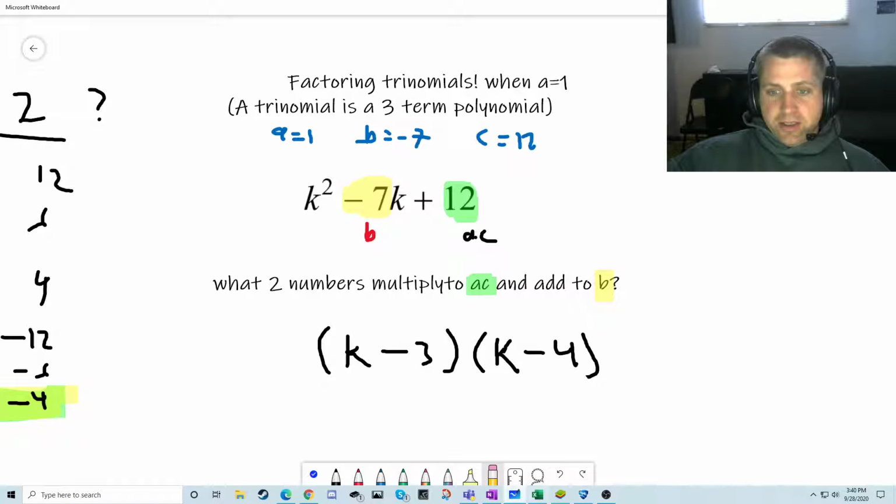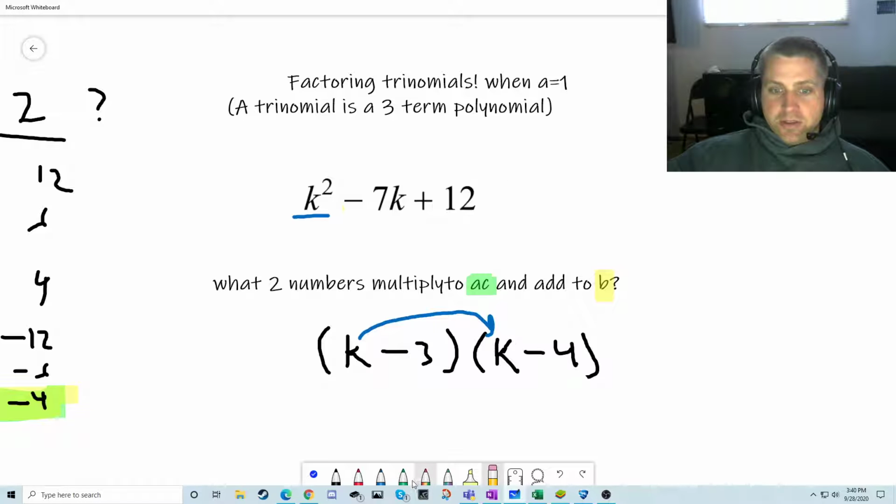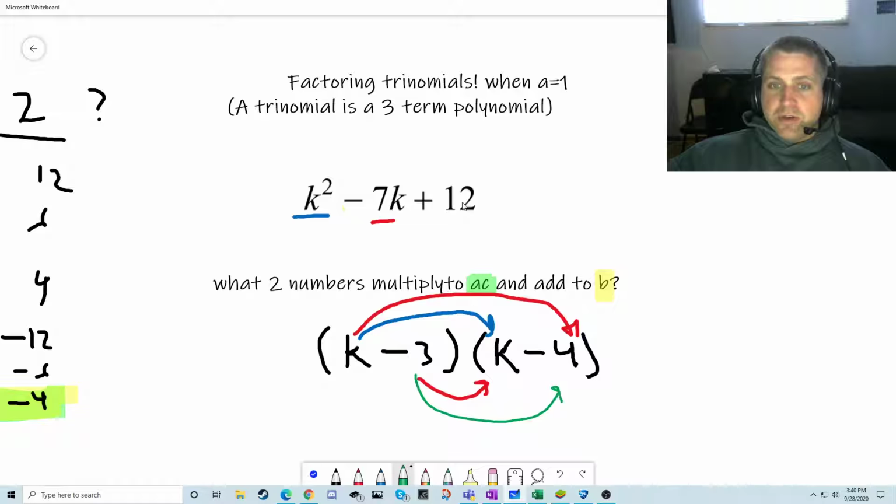but you can check this with double distributing. So if I actually do double distributing and I do K times K, I should end up with what I had there. And if I do the next two, K times -4, -3 times K, those should add up to -7K. -3 times -4 should be positive 12. So if you doubly distribute back to check, you can see if you got it.